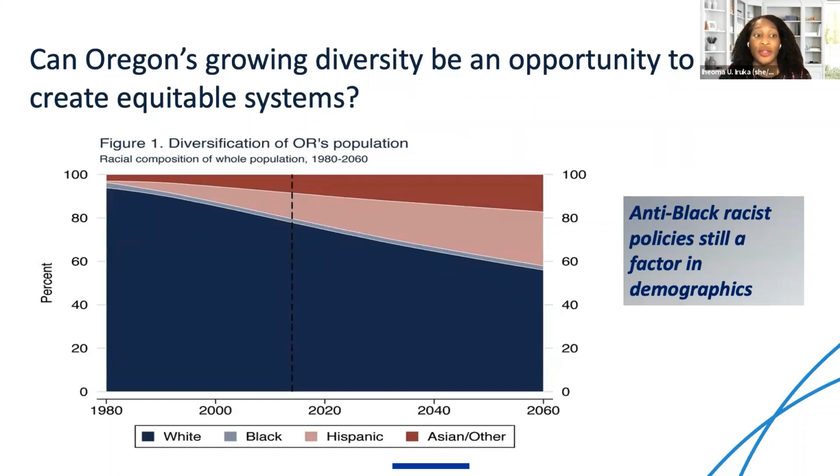And if you look at this figure here, while you're still a majority white state, by 2050 or 2060, you're going to begin to see a reduction in the number of white people and an increase in the people of color. However, there's no sign that the Black population is going to increase, and we won't talk about that exactly. But this is something to think about. Does diversity offer an opportunity to continue to create equitable systems?